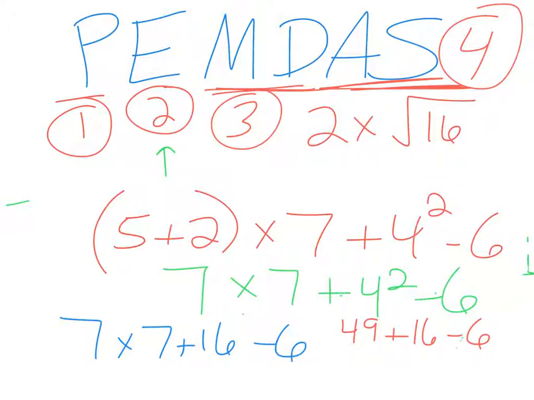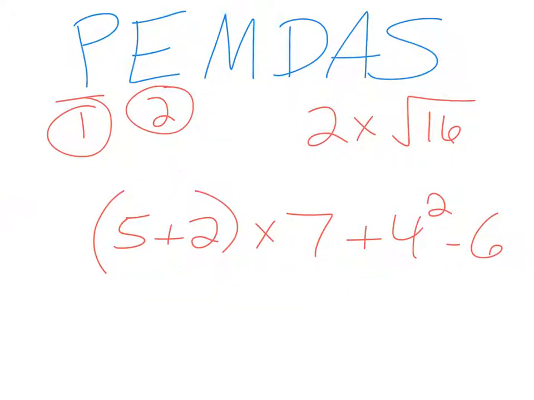And now I'm left with just addition and subtraction, so I'm going to read it from left to right. In this case, addition comes first, so I'm going to calculate that addition first. 49 plus 16 is 65, and then 65 minus 6 gives us 59. So my answer here would be 59. And that helps us follow the exact order of operations. That tells us we did get a correct answer on that one.